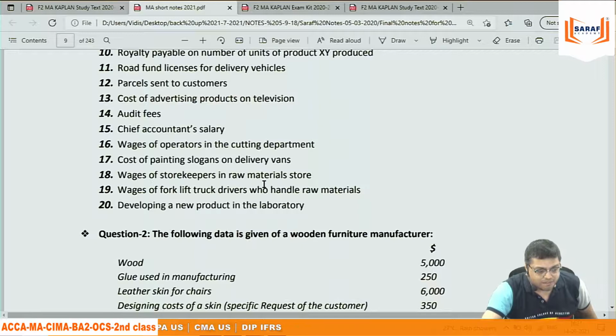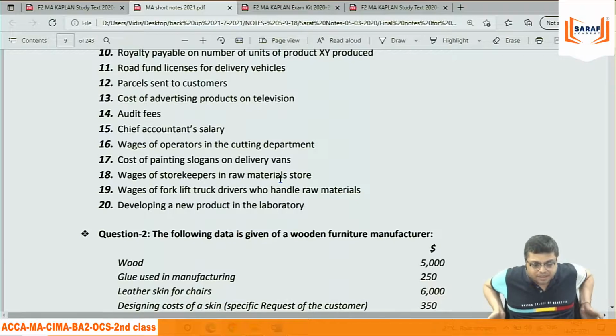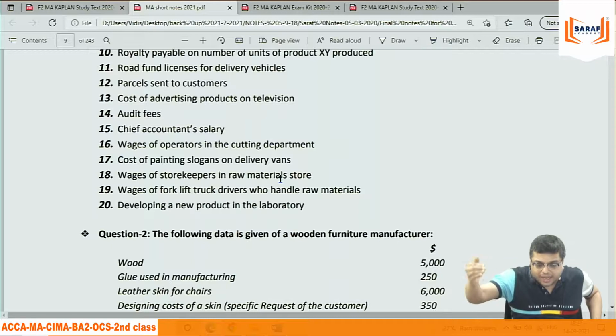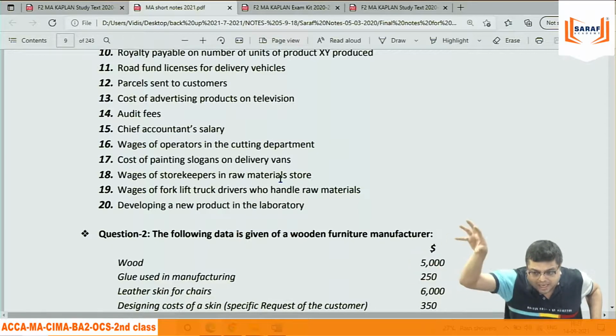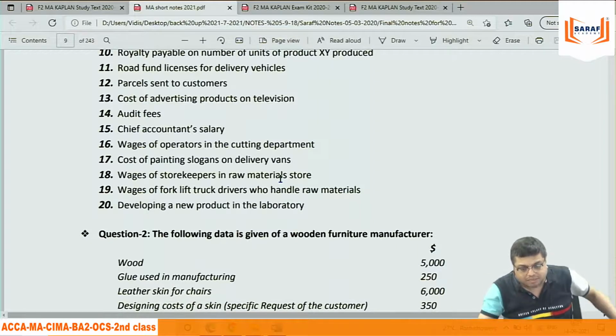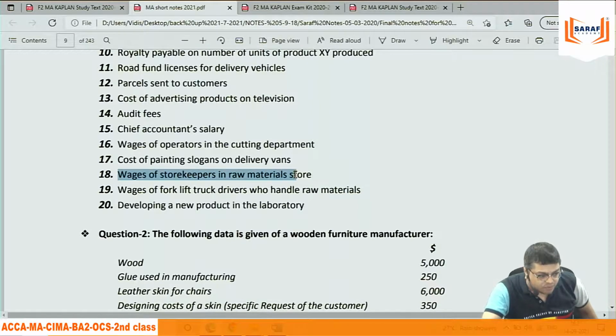Wages of storekeepers in raw material store. What? It is not a direct wage, it is an indirect wage. Because where raw material is used in the production, the laborers used there are direct labor. But where the raw materials are kept in stores, there the labor cost is indirect labor. That is an overhead. Please understand, generally we get confused under this. Wages of storekeeper in raw material store is indirect labor.